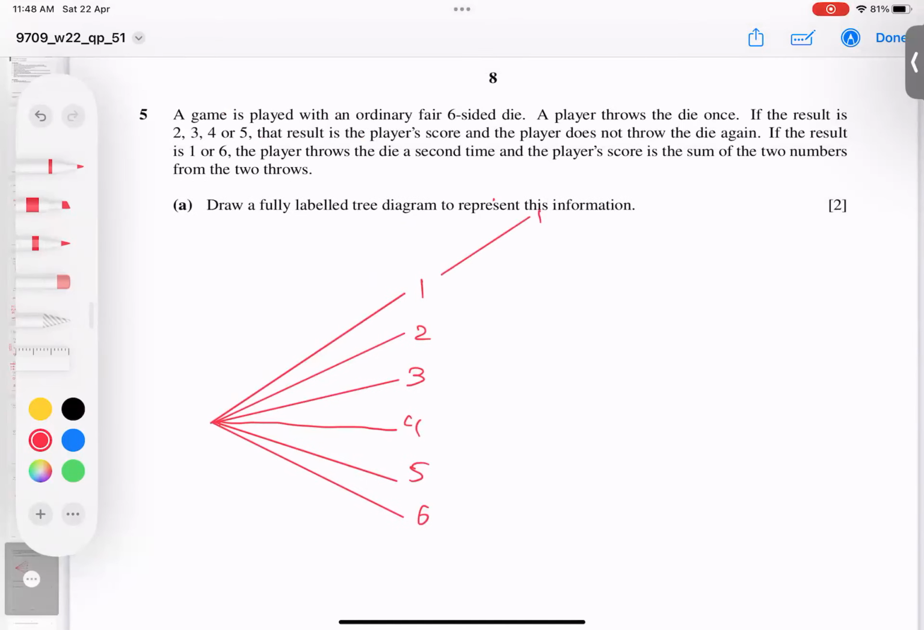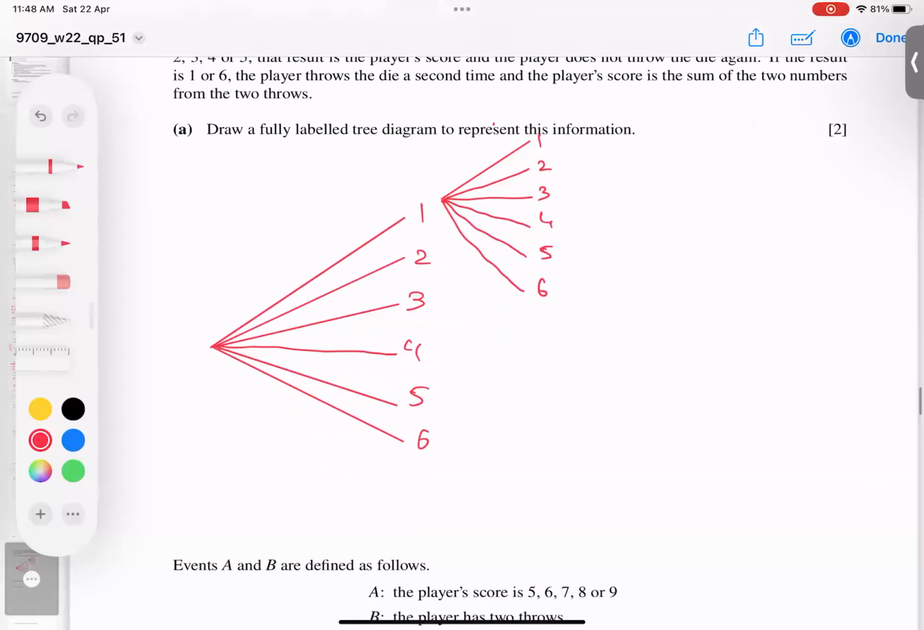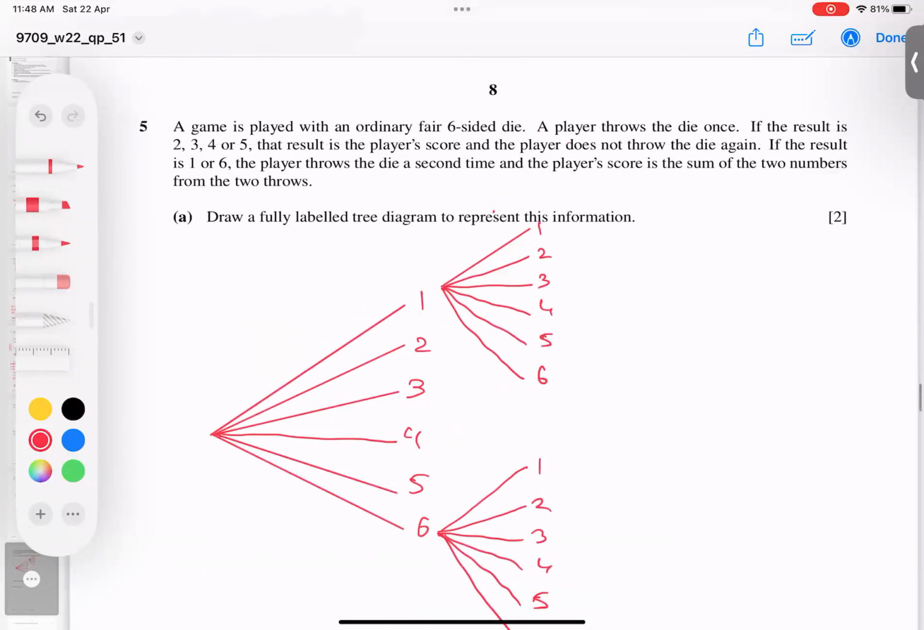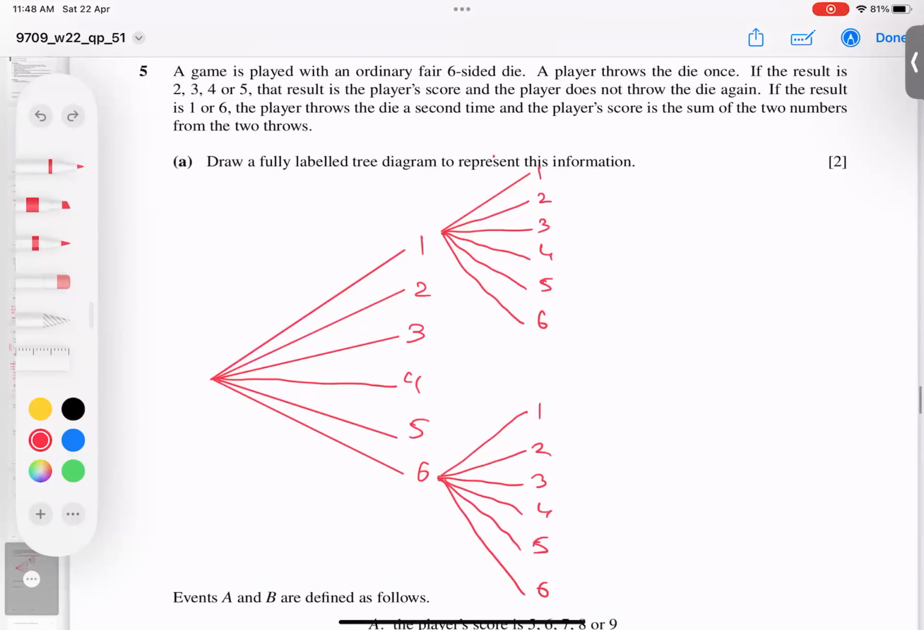So 1, 2, 3, 4, 6. And same story: 1, 2, 3, 4, 5, 6. Because he said that in case of 1 or 6, what is the chance of this one? It is very clear: 1 out of 6. Every branch is 1 out of 6. No difference, even here. Because for an ordinary dice it is 1 over 6, 1 over 6, 1 over 6.